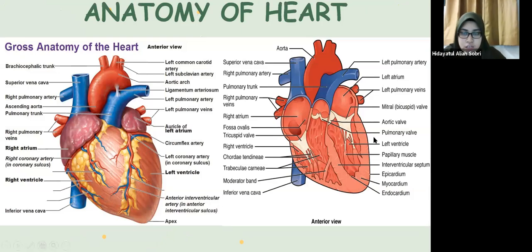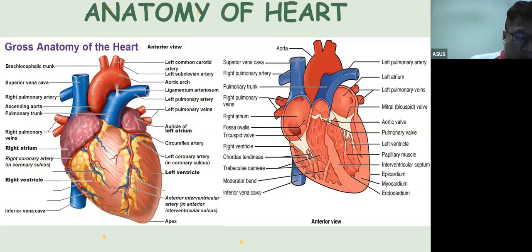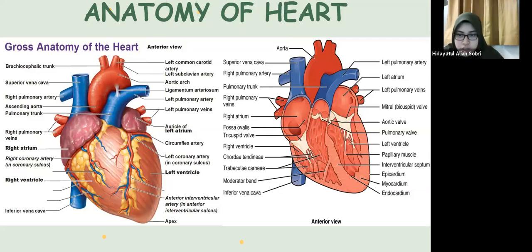As you all know, the heart is an important organ in our body, and it is located in the middle mediastinum in the thoracic cavity. The heart consists of 3 layers, which are the epicardium, myocardium, and endocardium. The heart also has 4 chambers: the right atrium and left atrium in the upper part, and in the lower part, the right ventricle and the left ventricle.